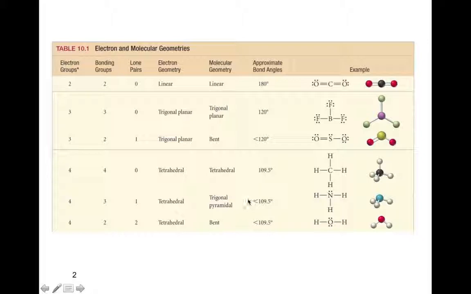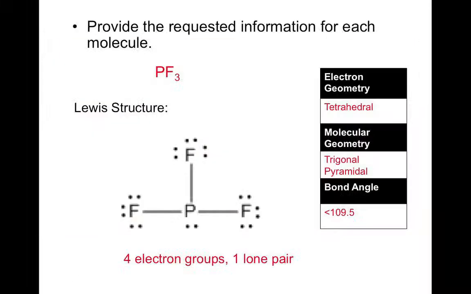Now, in this video, I'm going to use this table, but of course, I need you to learn this table, because it will not be provided on quizzes and exams. All right, so if we fill in the information on the previous slide, we have a tetrahedral electron geometry, a trigonal pyramidal molecular geometry, and a bond angle of 109.5.